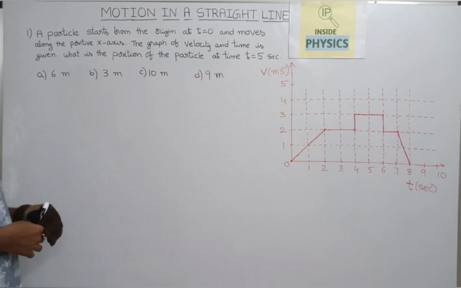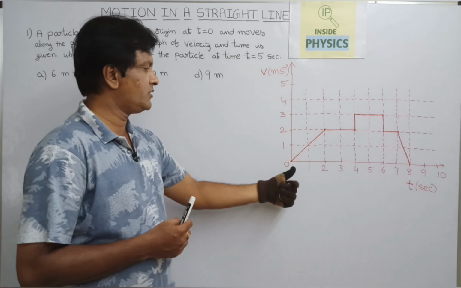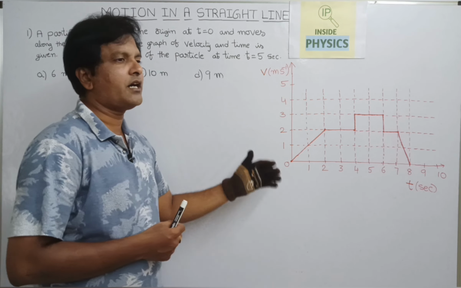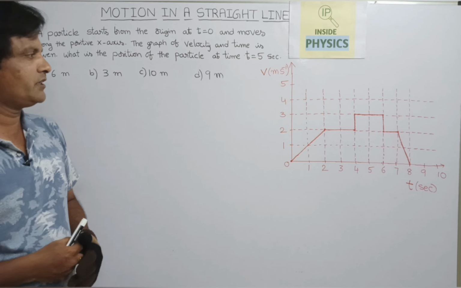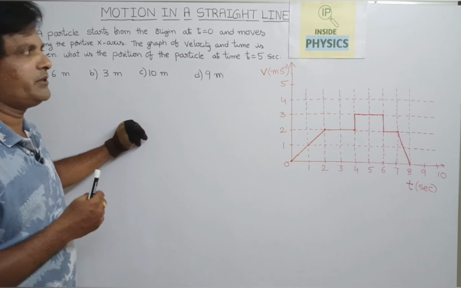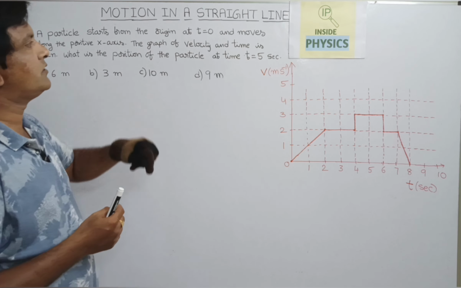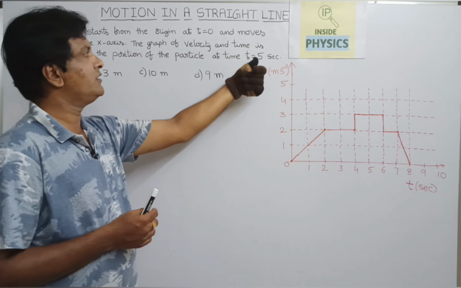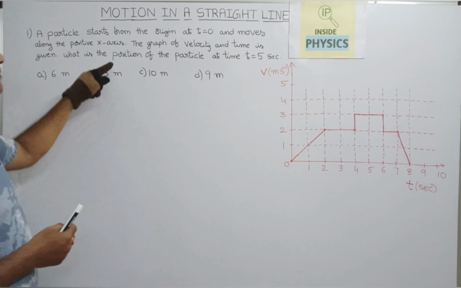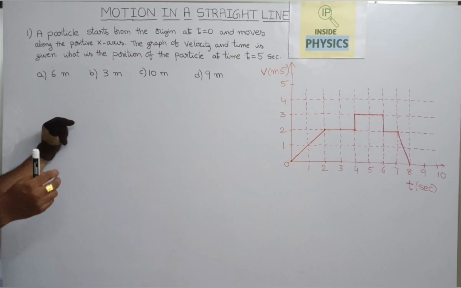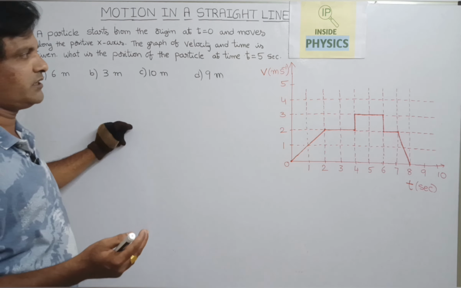Here the particle is moving from time t equal to 0, which means it is the starting position. Any object moving from the beginning is considered as t equal to 0, and it is asking at t equal to 5 seconds what is its position. Position means the displacement, the distance it has covered.